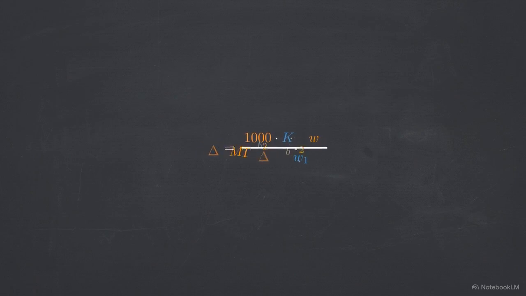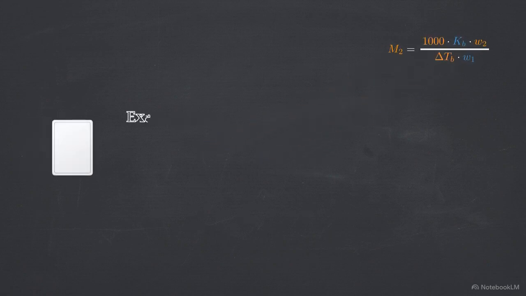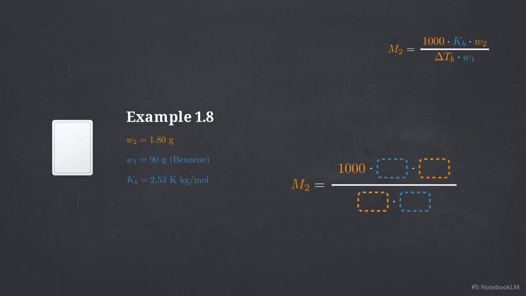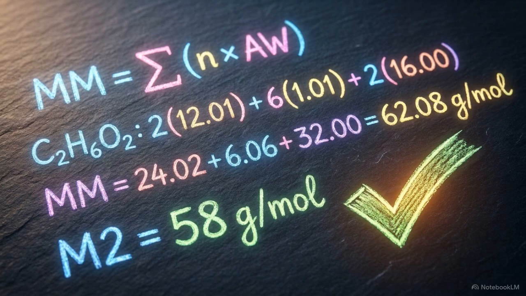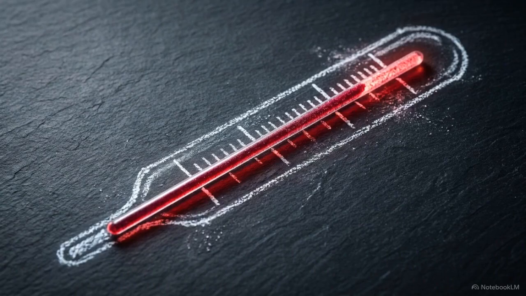To find molar mass, we expand the molality term. Since molality is calculated per kilogram of solvent, we include a multiplier of 1,000 to ensure our units work correctly when we use grams. Try applying this to example 1.8. We have 1.80 grams of solute in 90 grams of benzene, with a Kb of 2.53. Pause the video and see if you can calculate the molar mass before I reveal the answer. If your math was correct, you found a molar mass of 58 grams per mole. The boiling threshold climbs in a calculable proportion to the solute concentration.